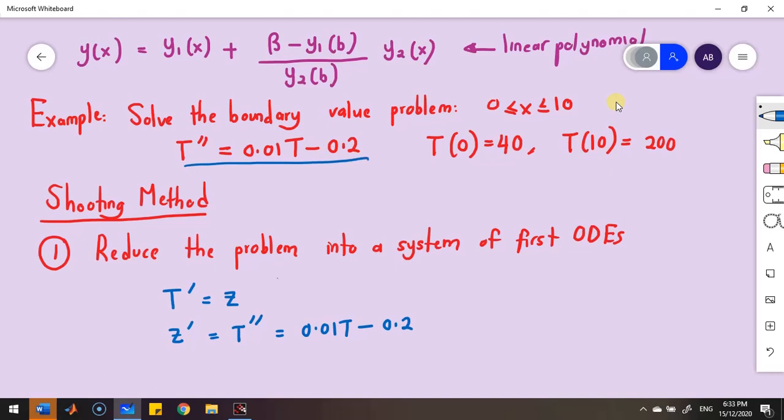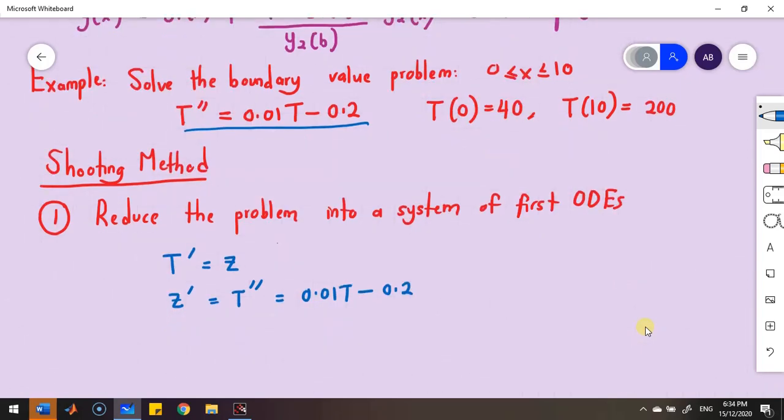Now you'll see what I'm talking about. So what is T0? T0 is given, 40, no problem. But what is Z0? Z0 is not given. The initial value for Z0 is not given. That's why you need the shooting method.